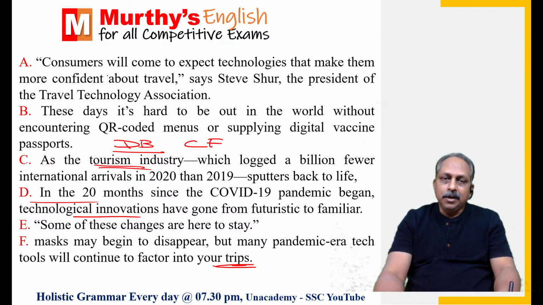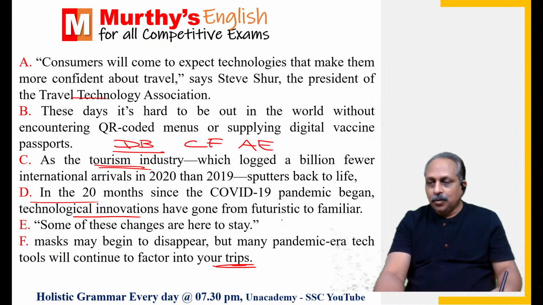After that, you have: consumers will come to expect technologies that make them more confident about travel, says Steve Scher, the president of the Travel Technology Association. A is the next one. Some of these changes are here to stay. That is the last one. So, what is the correct order? DB one pair, CF one pair, AE one pair.